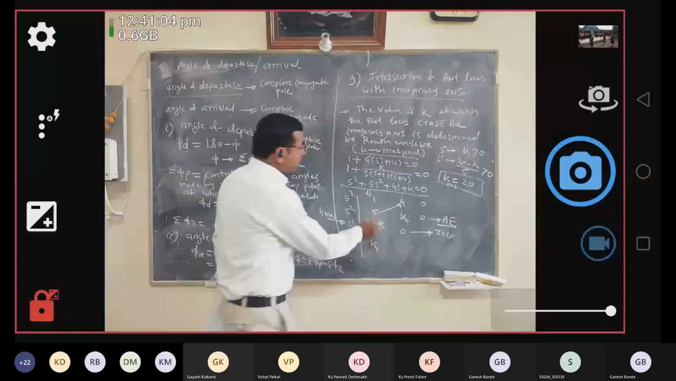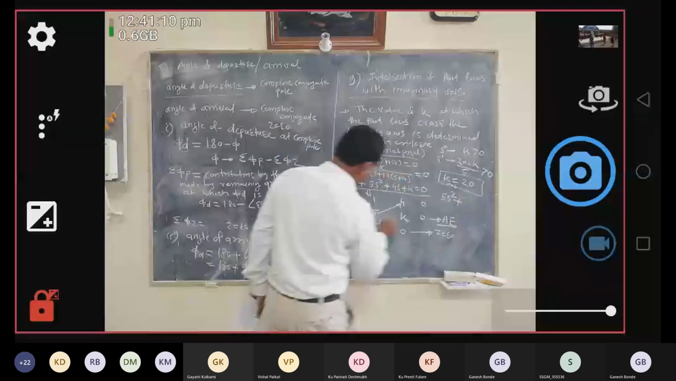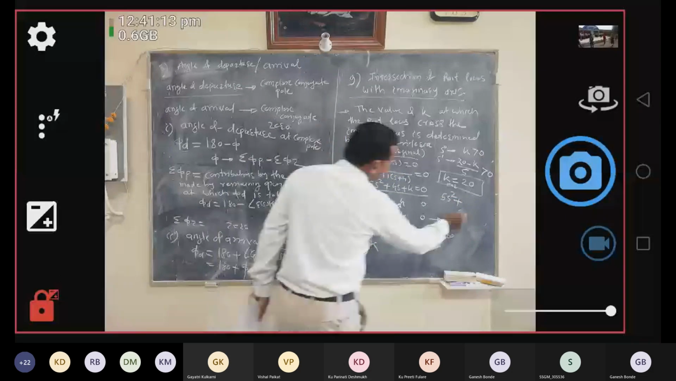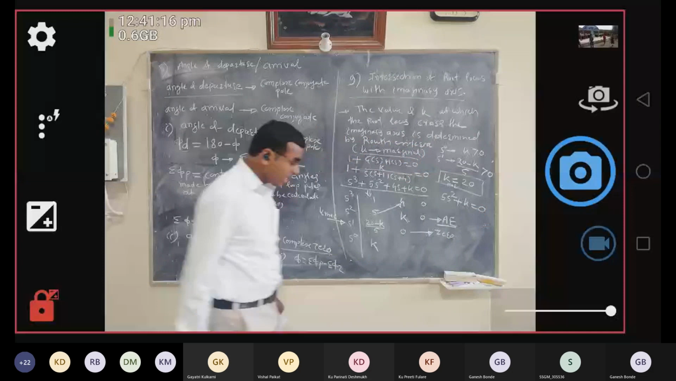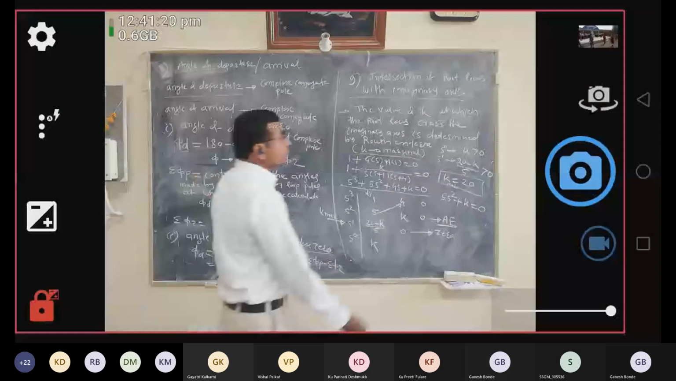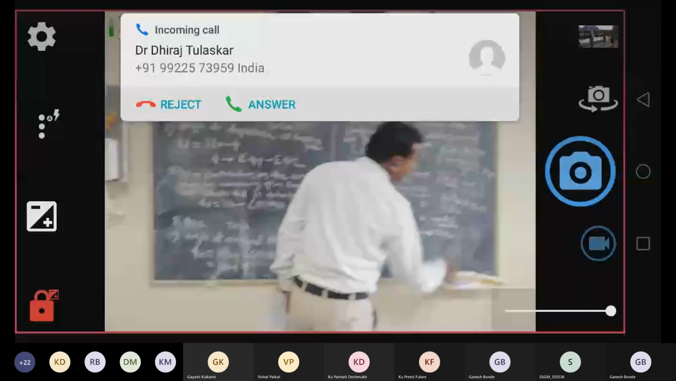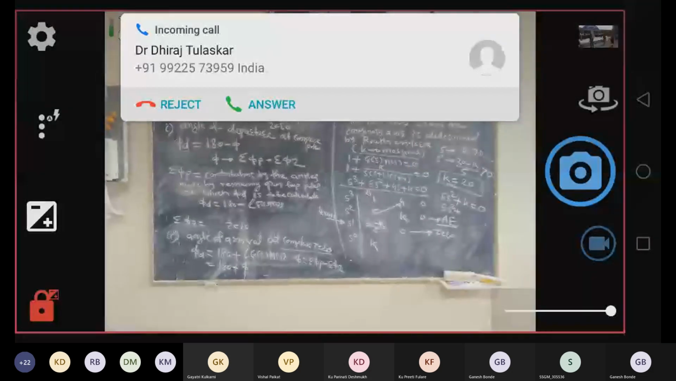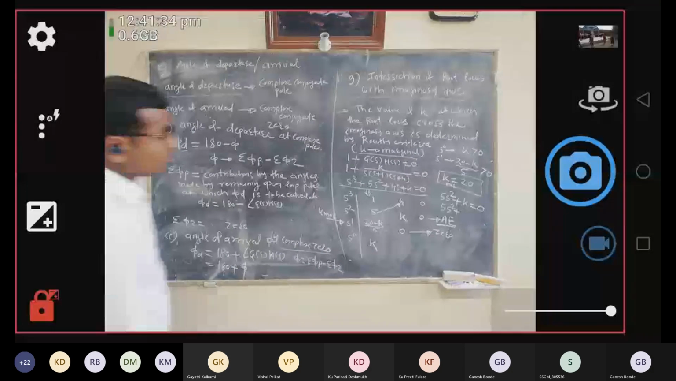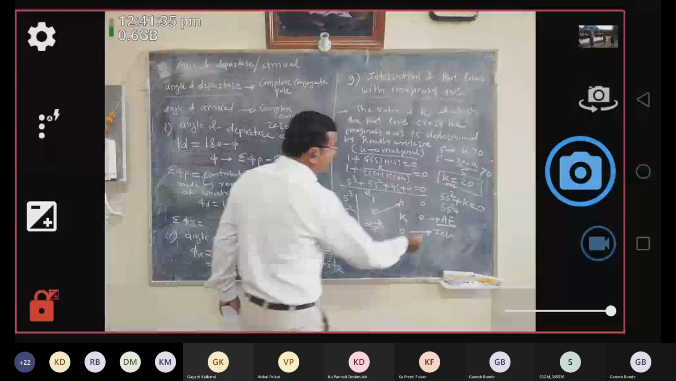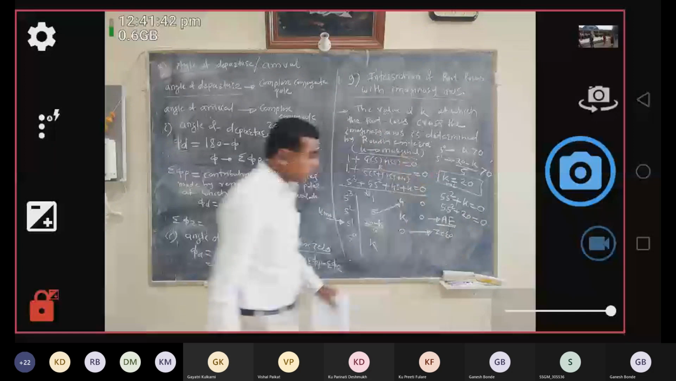Okay, then what is your auxiliary equation? 5s square plus k, which is equal to 0. Equate the auxiliary equation to 0. Now substitute the value of k. 5s square plus the k value, which is 20, so 5s square plus 20 is equal to 0.